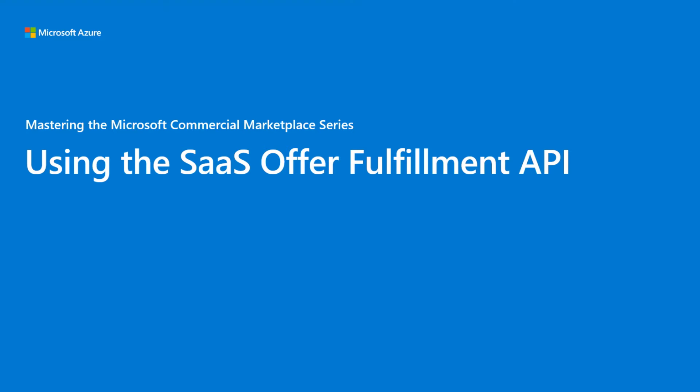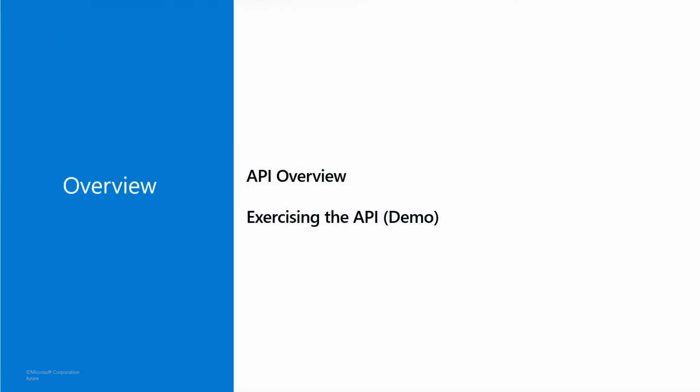In this module, we'll be looking at the SaaS Fulfillment API, and we'll spend most of our time in demo and actually working with the API. If you haven't already watched the module in this series entitled SaaS Offer Technical Overview, you might want to consider it. It's a good primer for this module. We'll have a very quick overview of what you can do with the API before jumping into a demo that will carry us through the rest of the module.